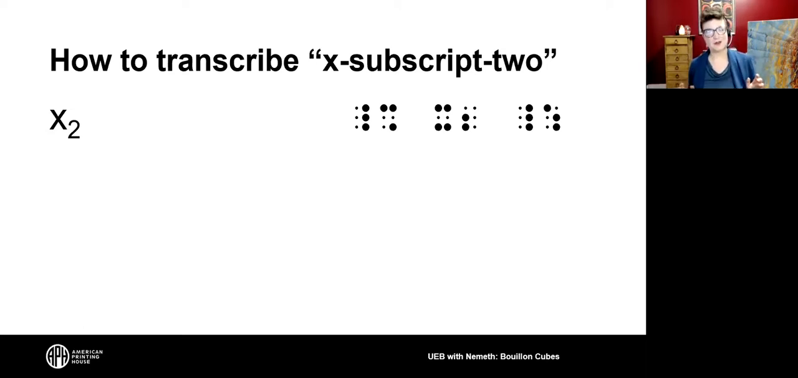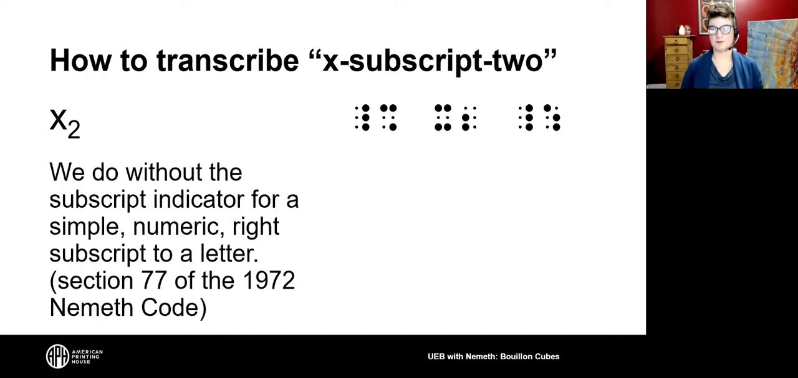Don't need a numeric indicator here for the 2 because it comes right after a letter. And any time that a number comes right after a letter in Nemeth Code, it means it's a subscript. This saves us a lot of indicators and time, especially in chemistry transcriptions. So again, we do without the subscript indicator, keeping things slick and sleek for a simple numeric that comes right after the letter, subscript to a letter. In the 1972 edition of the Nemeth Code, which is the only Nemeth Code that's currently published, Section 77 talks about this slick Nemeth Code rule.